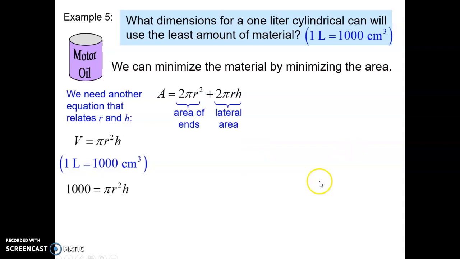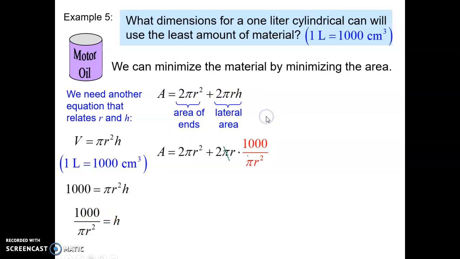And I'm going to solve it for h here because I only have one h in the equation but a bunch of r's. So I took this equation of volume and I'm going to reduce this equation, which is the one I want to optimize. Remember, I want to minimize the amount of material in the area or surface area. So this is the equation that I want to minimize. I take this equation that I just found using the given information that they gave me, and I substitute it into this area equation.